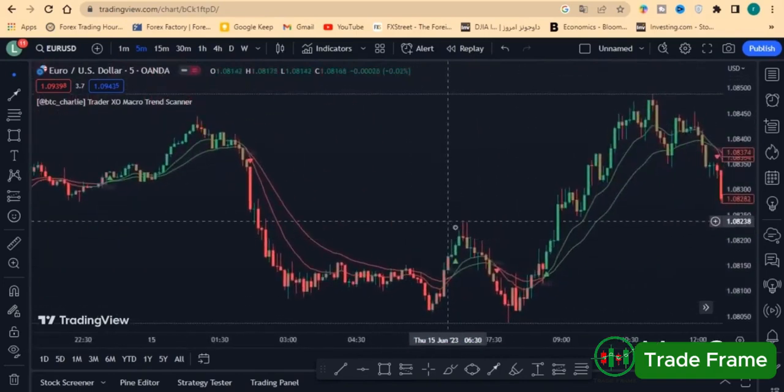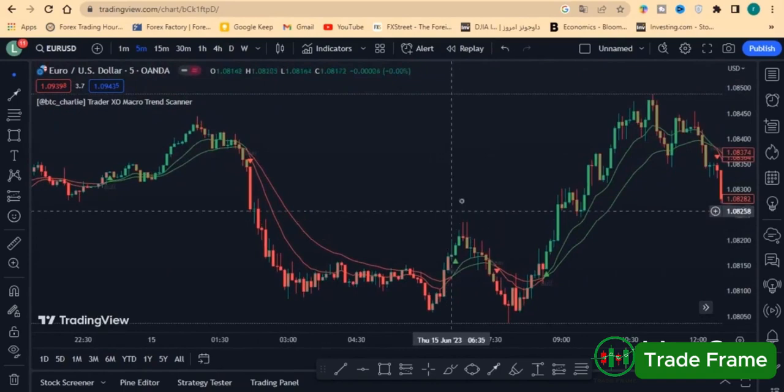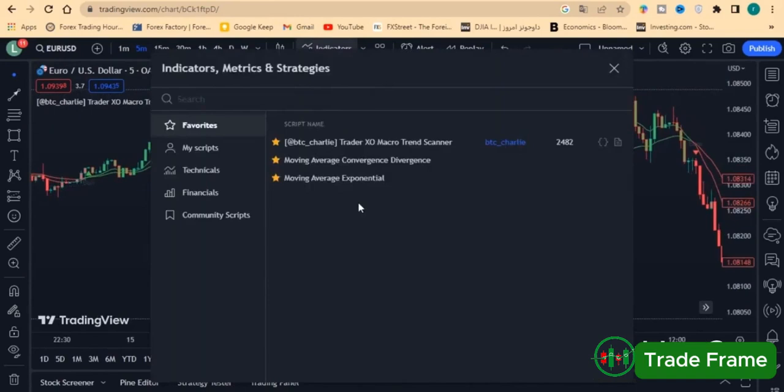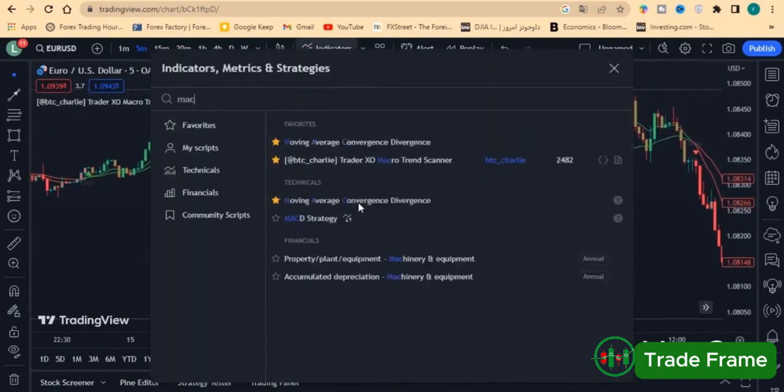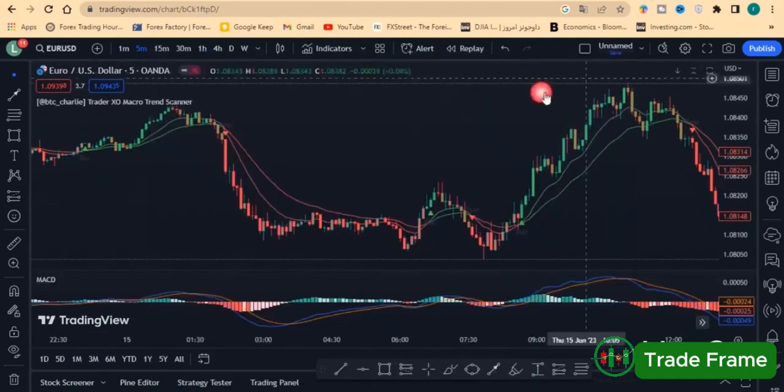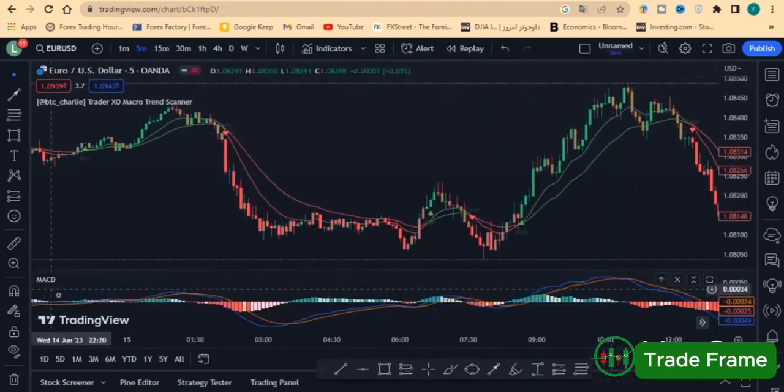What do we do? We open the list of indicators and search for the word MACD. Friends, look carefully at the first one that comes up for us. We select this one, which is moving average convergence divergence. We select it to open on our chart. This indicator shows the divergence of moving averages, and it contains several histograms that we can see here.